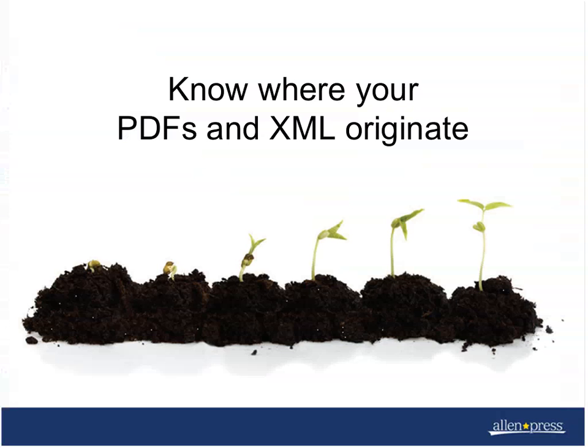Know where your PDFs and your XML originate. If you're going to post at the accepted manuscript stage, then your XML and PDFs are most likely to come out of an online peer review system. However, if you're going to publish final versions of the article, often the XML and the PDFs would come from a typesetting system. Be sure you know where they're coming from so that you can send them to where they need to go as easily as possible.